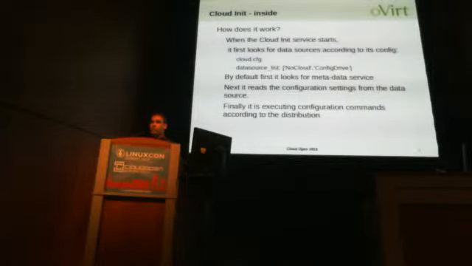By default, it looks for what I showed you before, the EC2 metadata service and user data. Assuming some data source was found, it reads all the configuration from it and executes it according to the specific distribution. There is a per-distribution implementation of some commands, because they are different, like setting the host name in Ubuntu and Fedora is different because the file locations are different and stuff like that. So far on Cloud-Init.